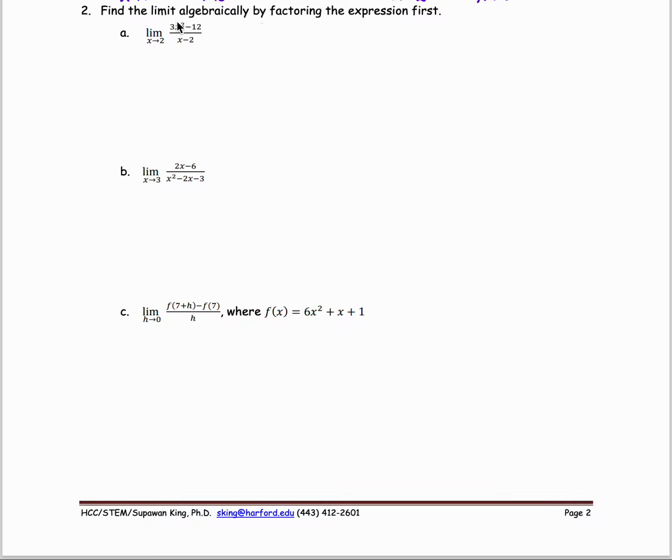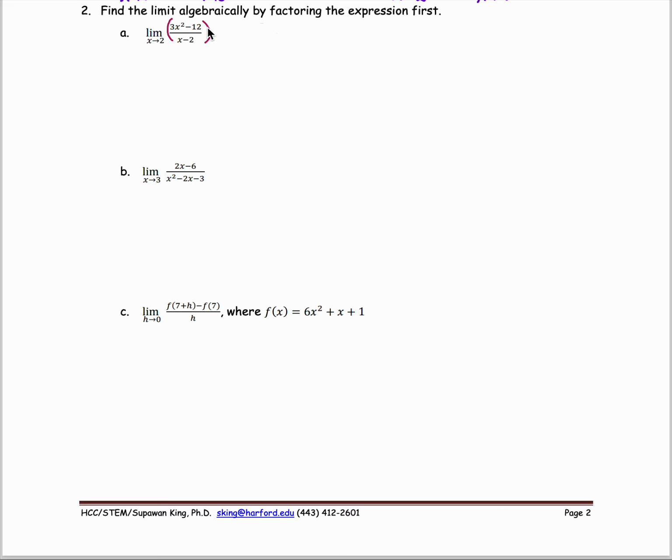For example, we are going to find the limit algebraically by factoring the expression first. Part A, we are going to find the limit of the expression (3x squared minus 12) divided by (x minus 2) as x approaches 2. This is one example of the indeterminate form.